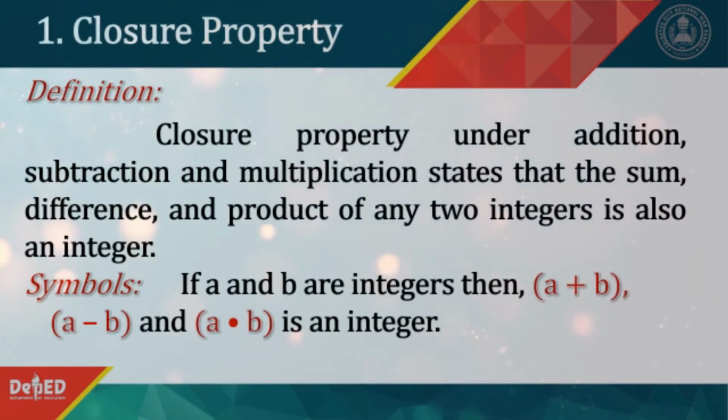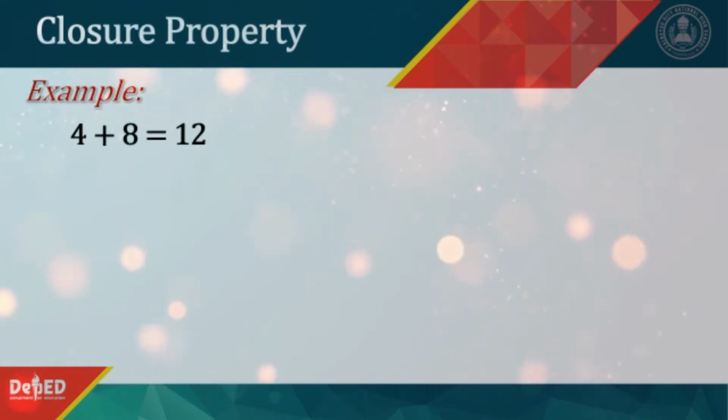Closure property, under addition, subtraction, and multiplication, states that the sum, difference, and product of any two integers is also an integer. In symbols, if a and b are integers, then a plus b, a minus b, and a times b is an integer. Say for example, 4 plus 8 is equal to 12.